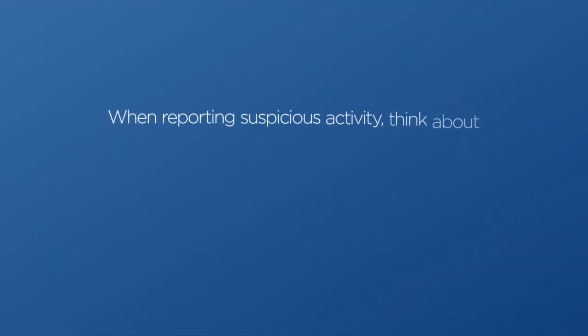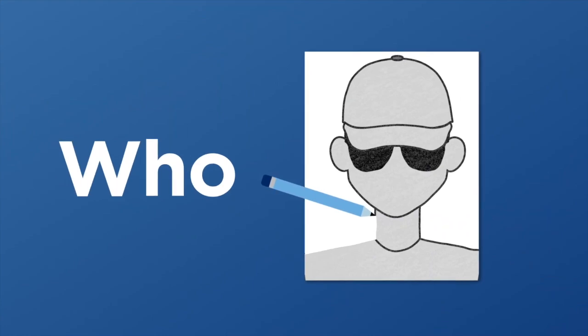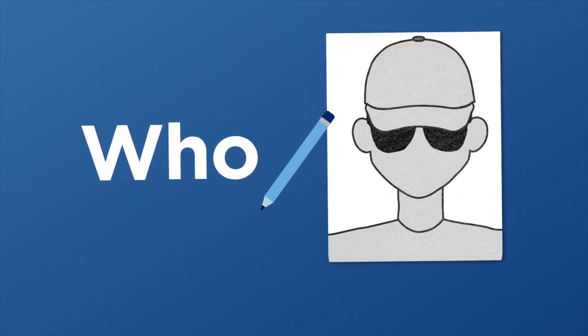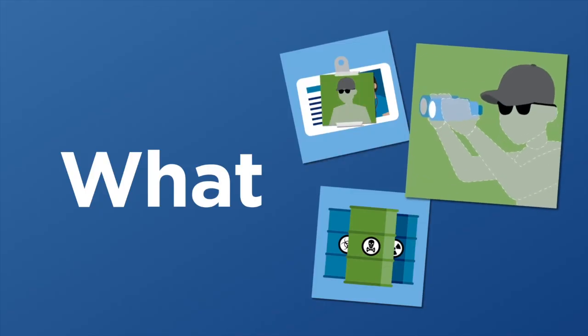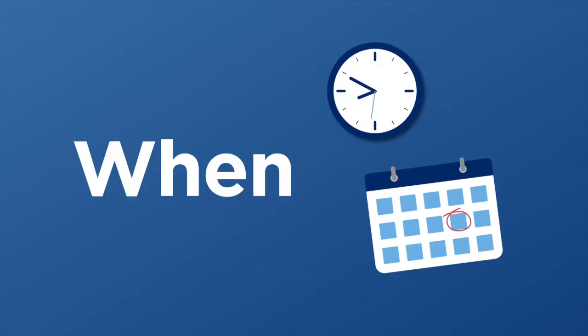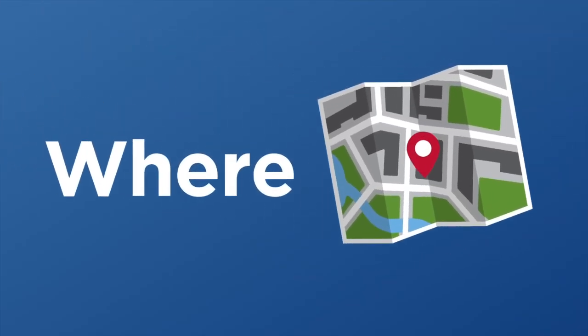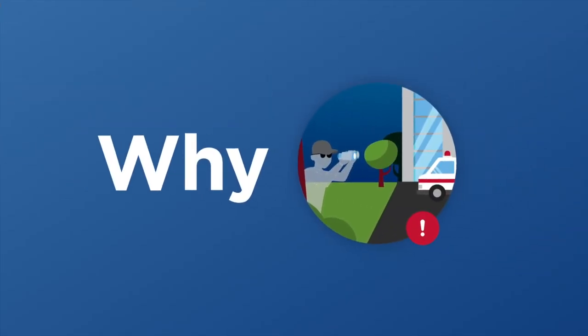When reporting suspicious activity, think about the 5 W's. Who? Give a description of the person or persons. What? Explain exactly what you saw. What was the person doing? Did they have any items with them? When? At what time and date did you see the suspicious activity occur? Where? Provide the location where you witnessed the activity. Why? Explain why the behavior seems suspicious.